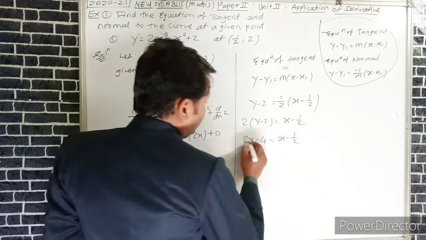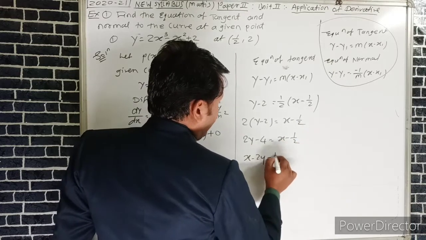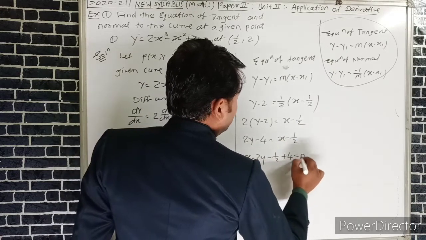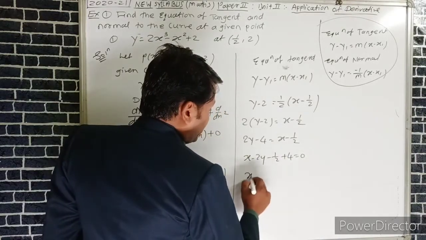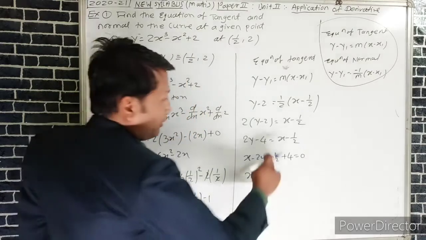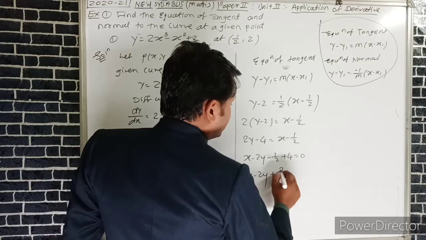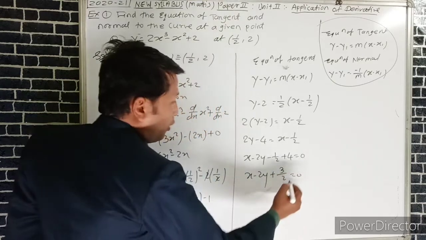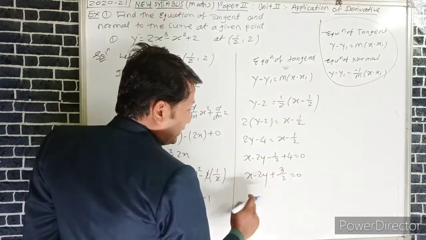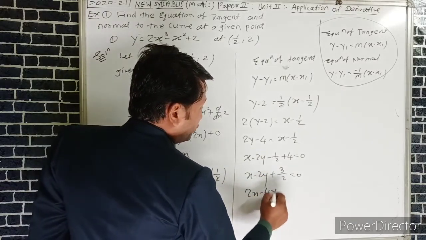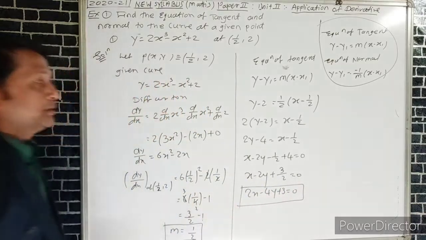Now if we shift the whole term to the right side, we can write x minus 2y minus 1 by 2 plus 4 is equals to 0. Here minus 1 by 2 plus 4 gives 7 by 2, so x minus 2y plus 7 by 2 is equals to 0. If we multiply it both sides by 2, we can write 2x minus 4y plus 7 is equals to 0, which is the required equation of tangent.